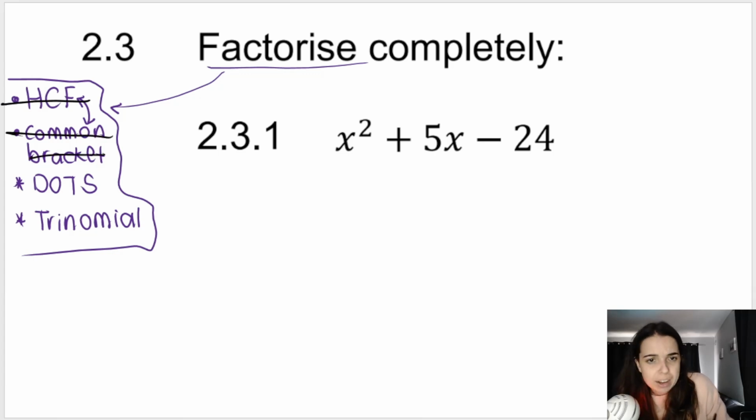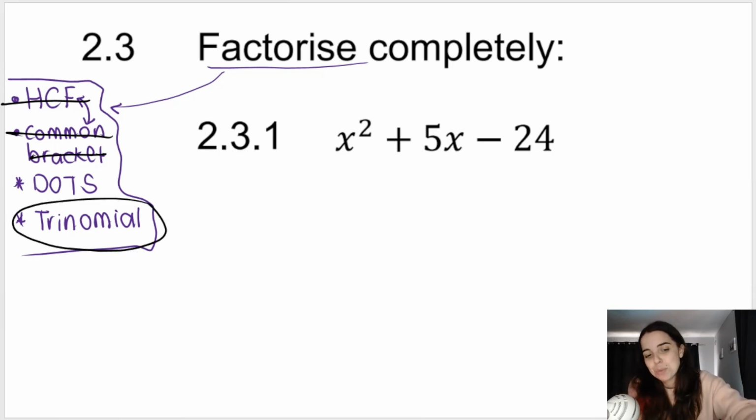It's not common brackets. I can't take out a bracket anywhere. It's not dots. Dots is difference of 2 squares. For dots, we would need 2 terms. But I don't have 2 terms. I have 3 terms. So therefore, it is trinomial. Let's do a trinomial.